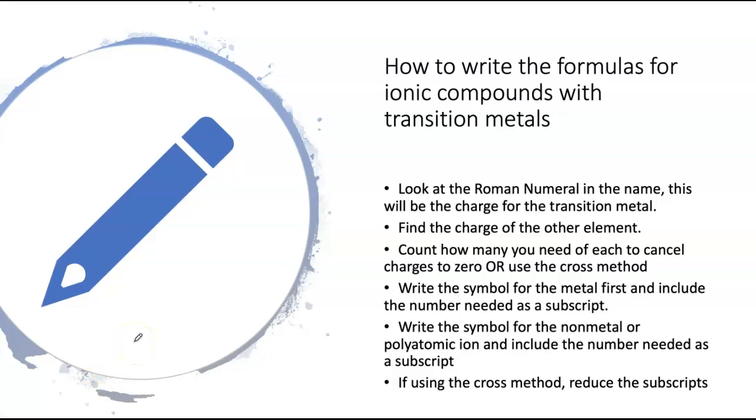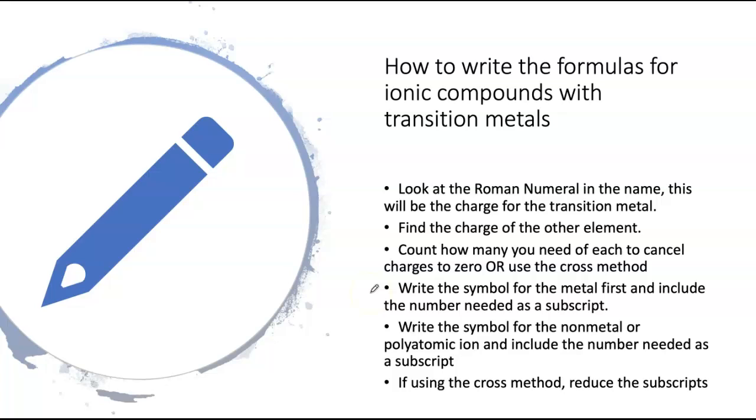So how do we write these formulas for ionic compounds with the transition metals? Well, the first thing you need to do is to look at the Roman numeral next to the element's name. And this is going to tell you its charge. Then you find the charge for the other element, usually a nonmetal or a polyatomic ion. Count how many of each atom you need to cancel each other out to get to that zero charge, or use that crisscross method that we've been talking about.